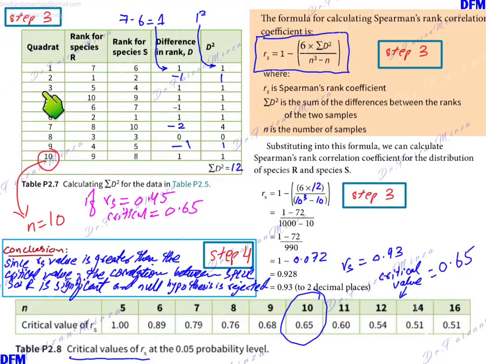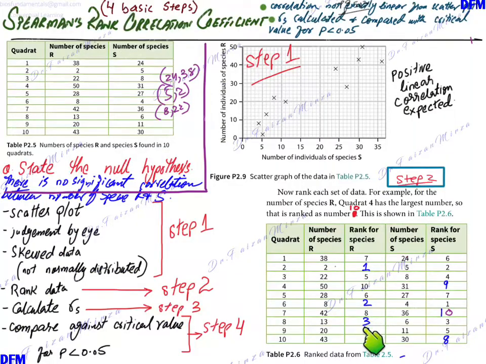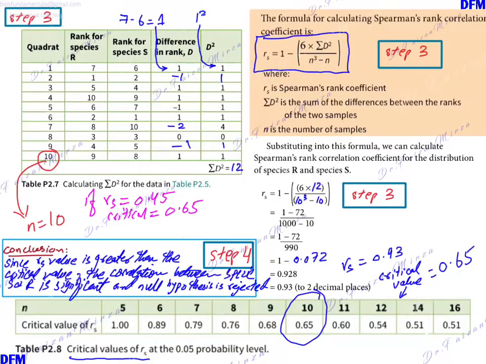Again, the same quadrats are listed 1 till 10. The ranks of both the species are now mentioned here. Rank for species R that I completed, rank for species S that I have made. So both the rank columns are just copied from here. At times they give the same table, you just rank it and you just calculate it there only.